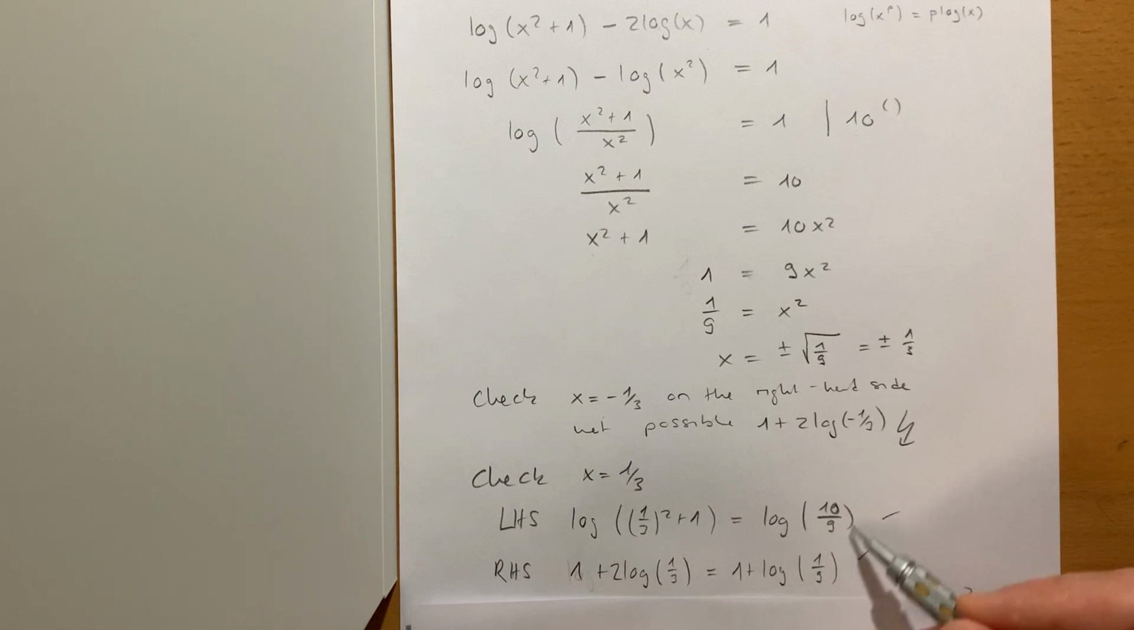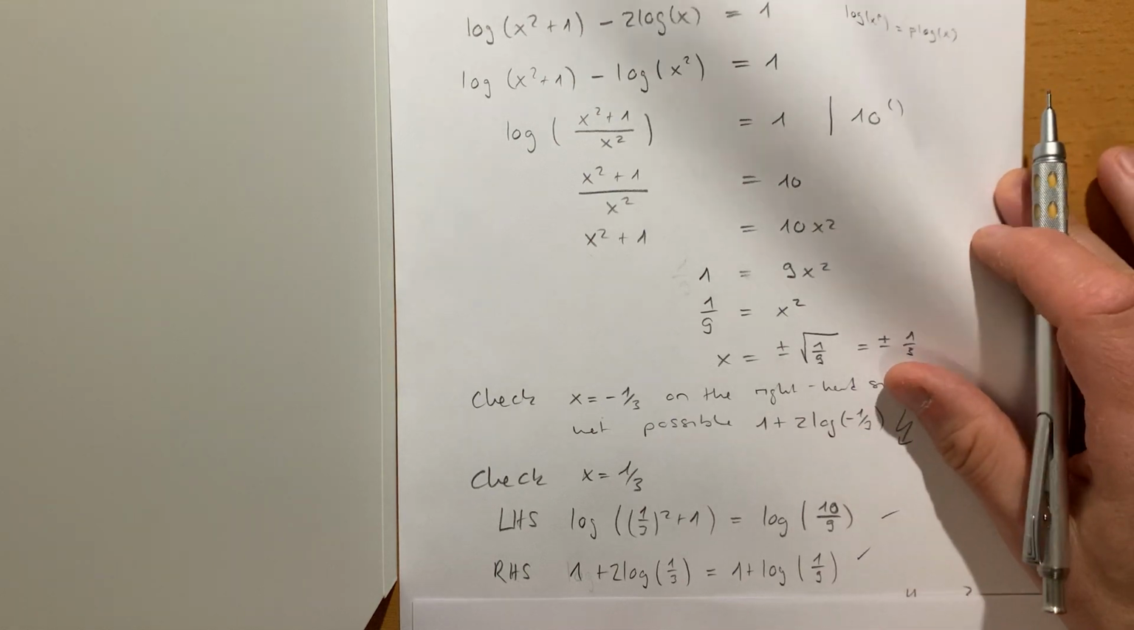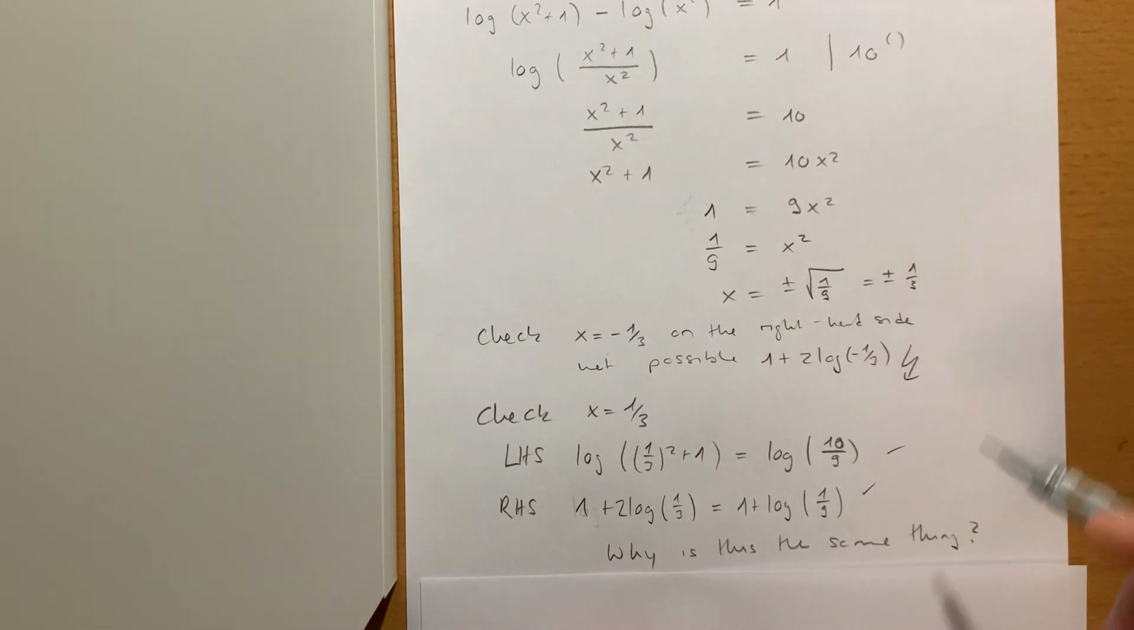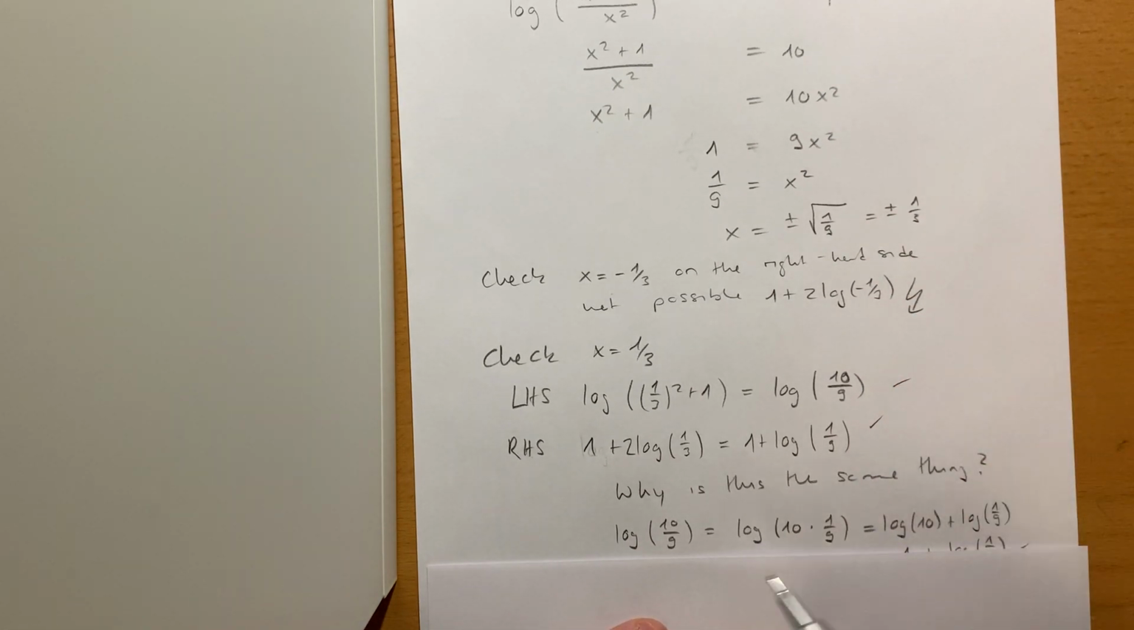So why is this the same thing? You can't see it right away. Well, you could put it into your calculator, type it in and see that it's the same, but you could also carry on and argue. Look, why is this the same thing? Well, this could be rewritten because log of 10 over 9 is log of 10 times 1/9. Now, by another rule, the log of a product is the sum of the logs. So you just write it like this, log of 10 plus log of 1/9.